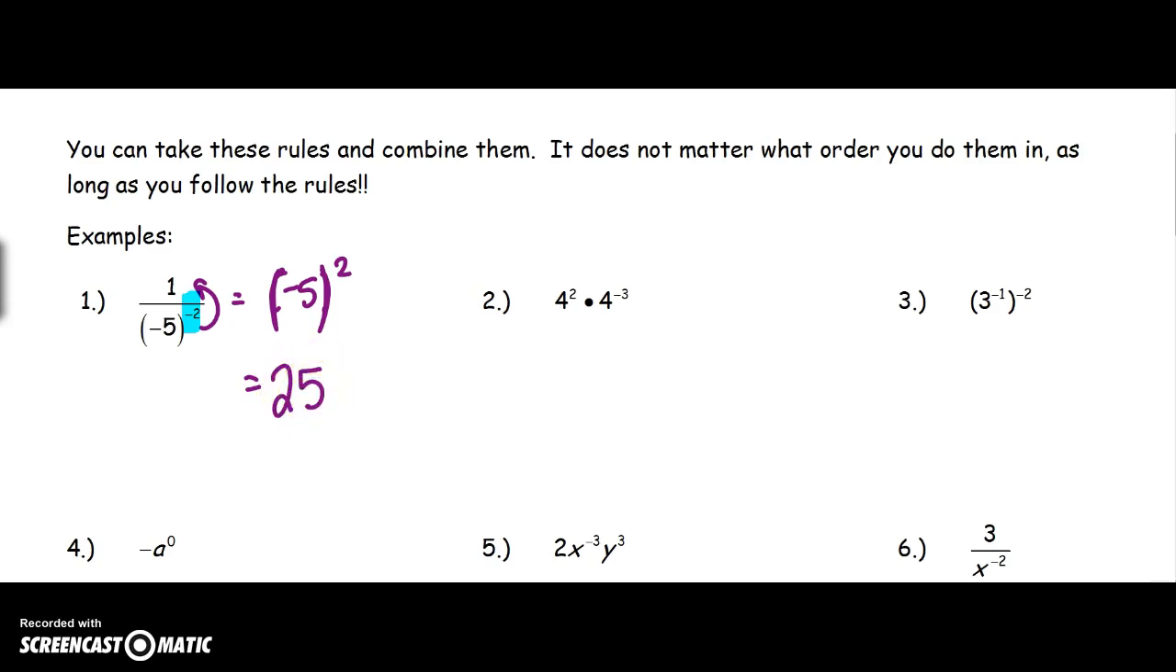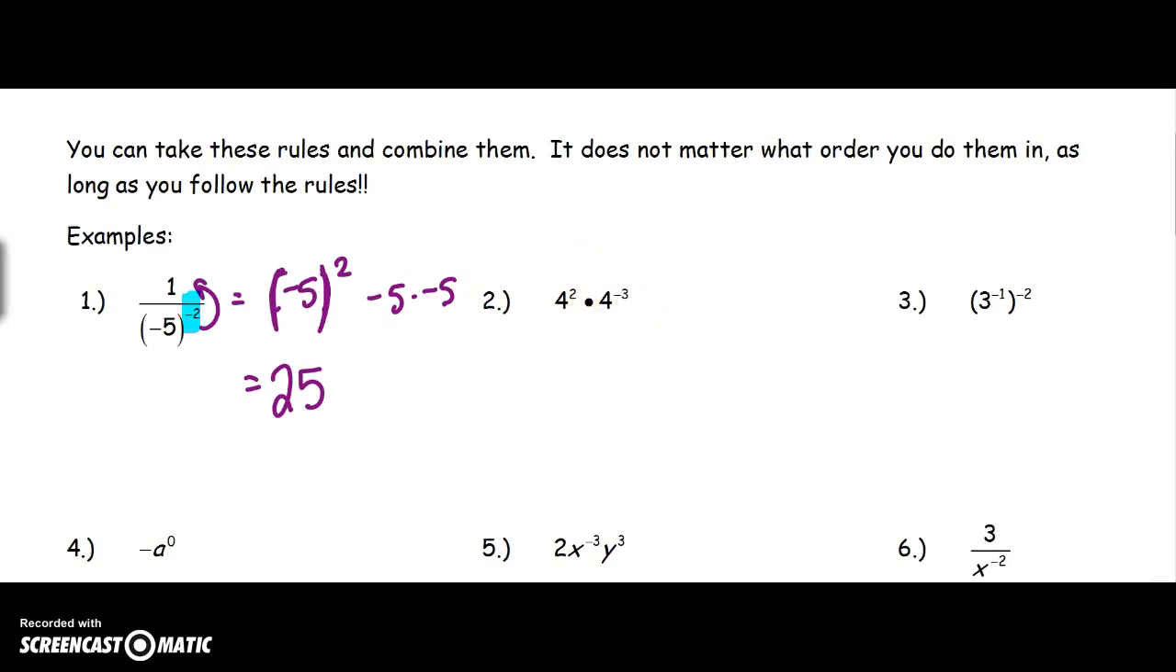If you have a -25, it means you did not include that negative when raised it to the power. So what this means is you have -5 times -5. So +25 is your answer. Example 2 is also a review. So you have 4 squared times 4 to the -3.